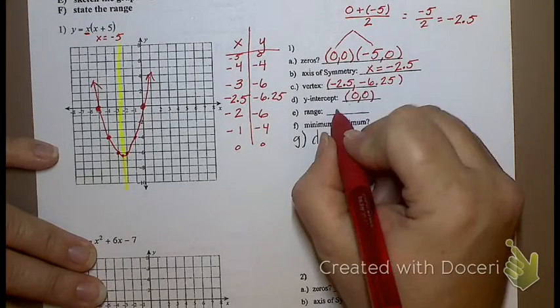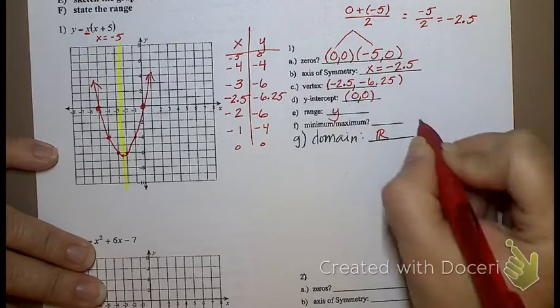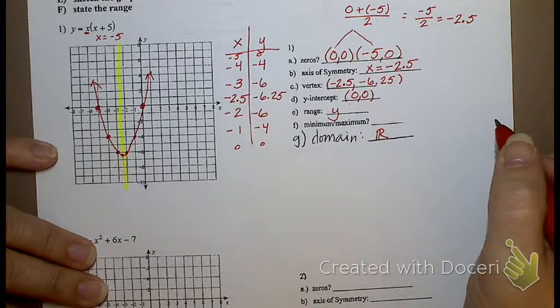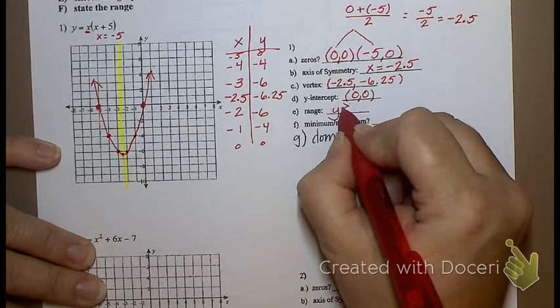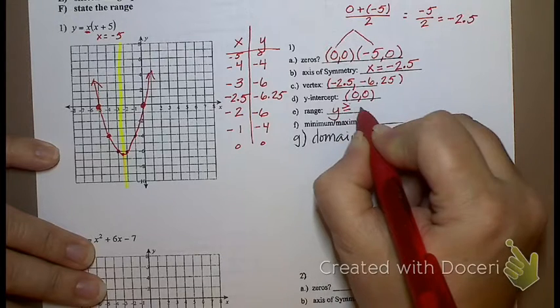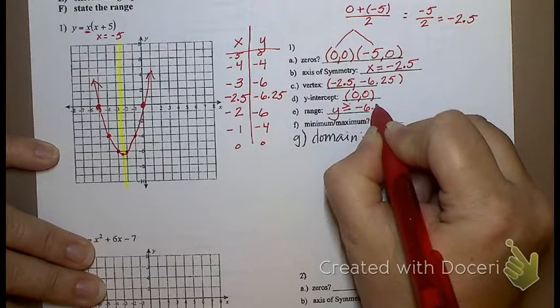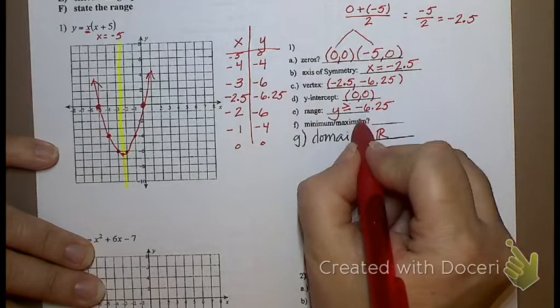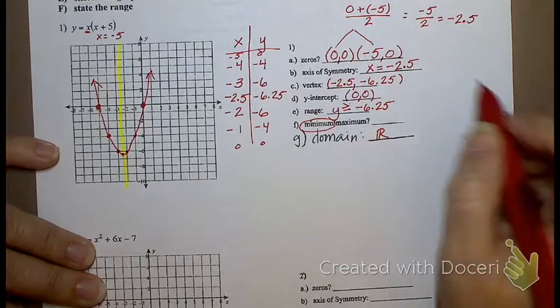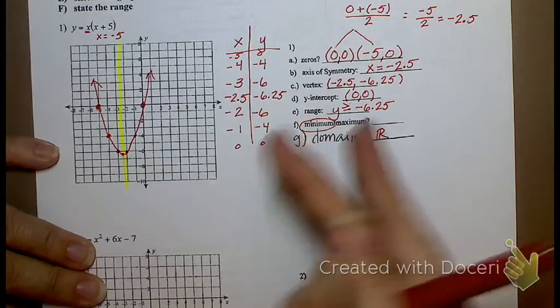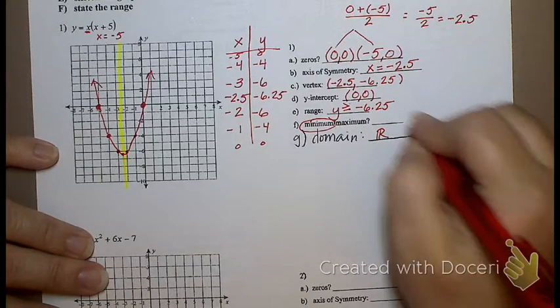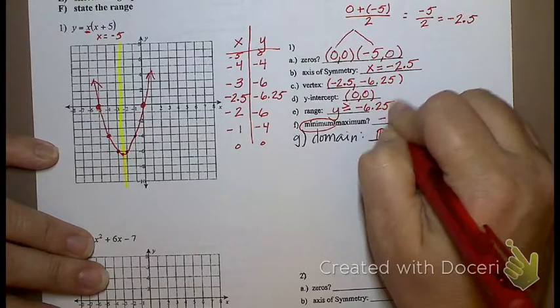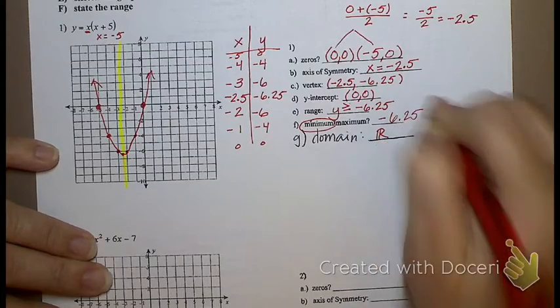What is my range? Y is what? Is greater than or less than? Greater than or equal to -6.25. Do I have a maximum or a minimum? Which is actually reversed of how I usually write it, but that's okay. And what is that minimum value? -6.25.